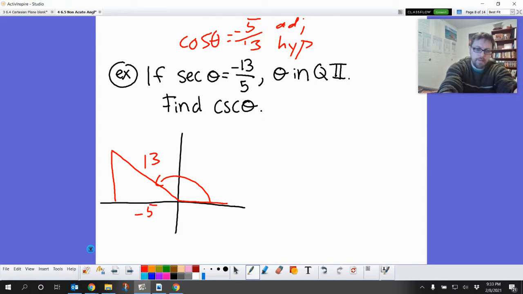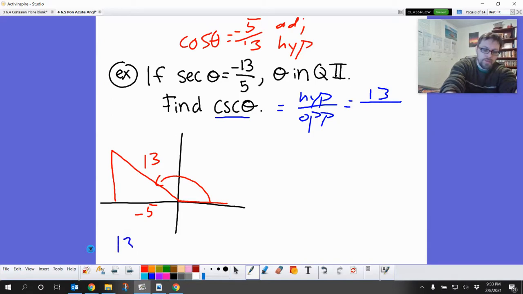I'm looking to find out cosecant. So I know cosecant is the reciprocal of sine. So it is going to be the hypotenuse over the opposite side. Oh, I don't know the opposite side. Dang it. Well, that's okay. I can do a little Pythagorean theoreming.